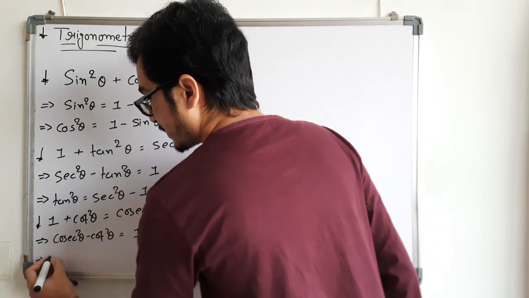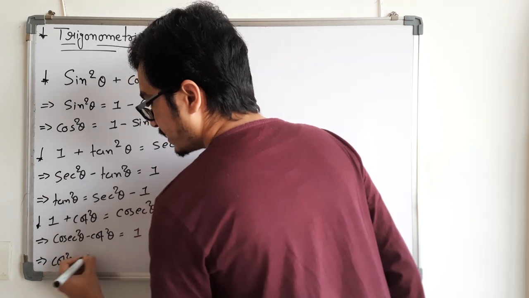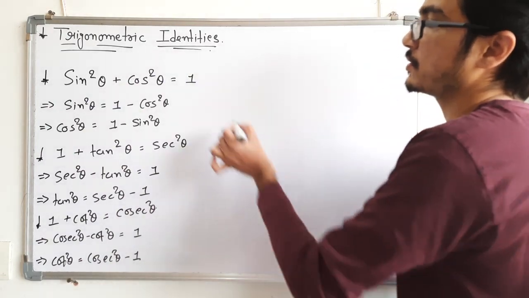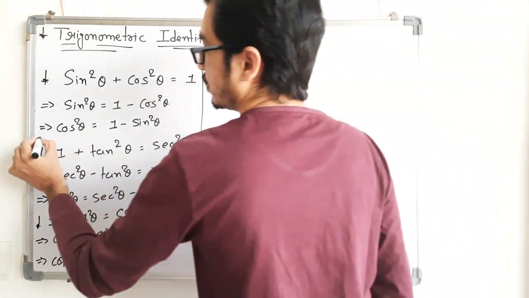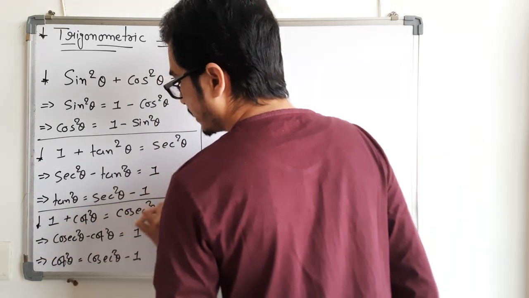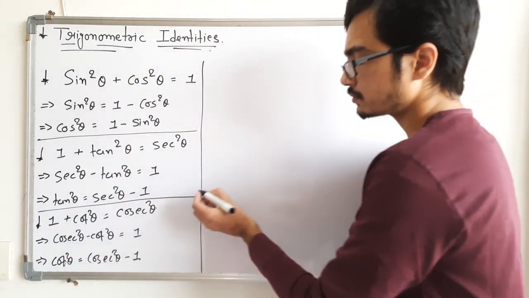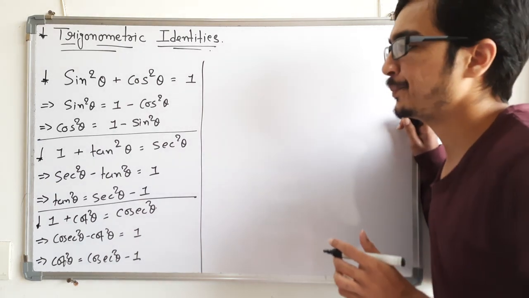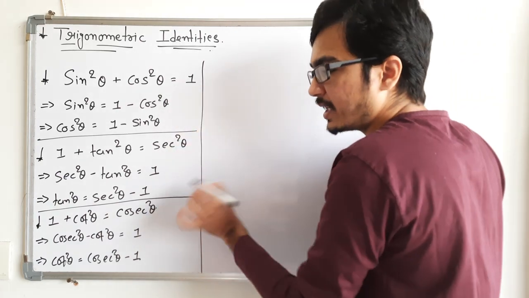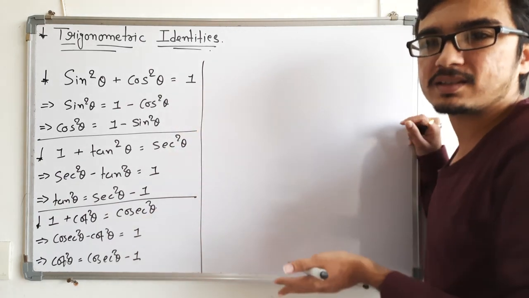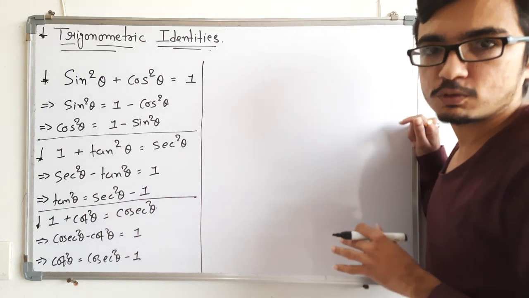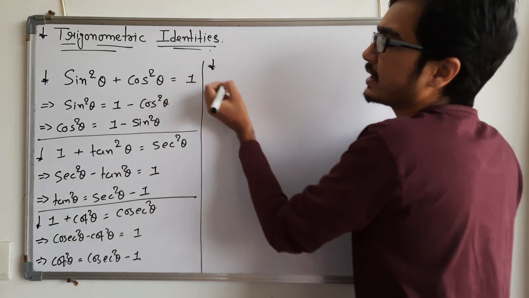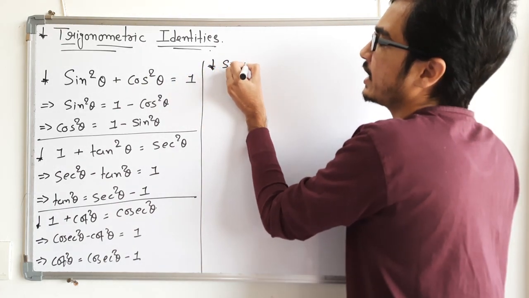And then after, cot square theta is equal to cosec square theta minus 1. So we can use this also. Out of these relations we may use any of the relations as per the demand of the question. So you just have to remember these three identities, and how to use these three identities depends on the question itself.